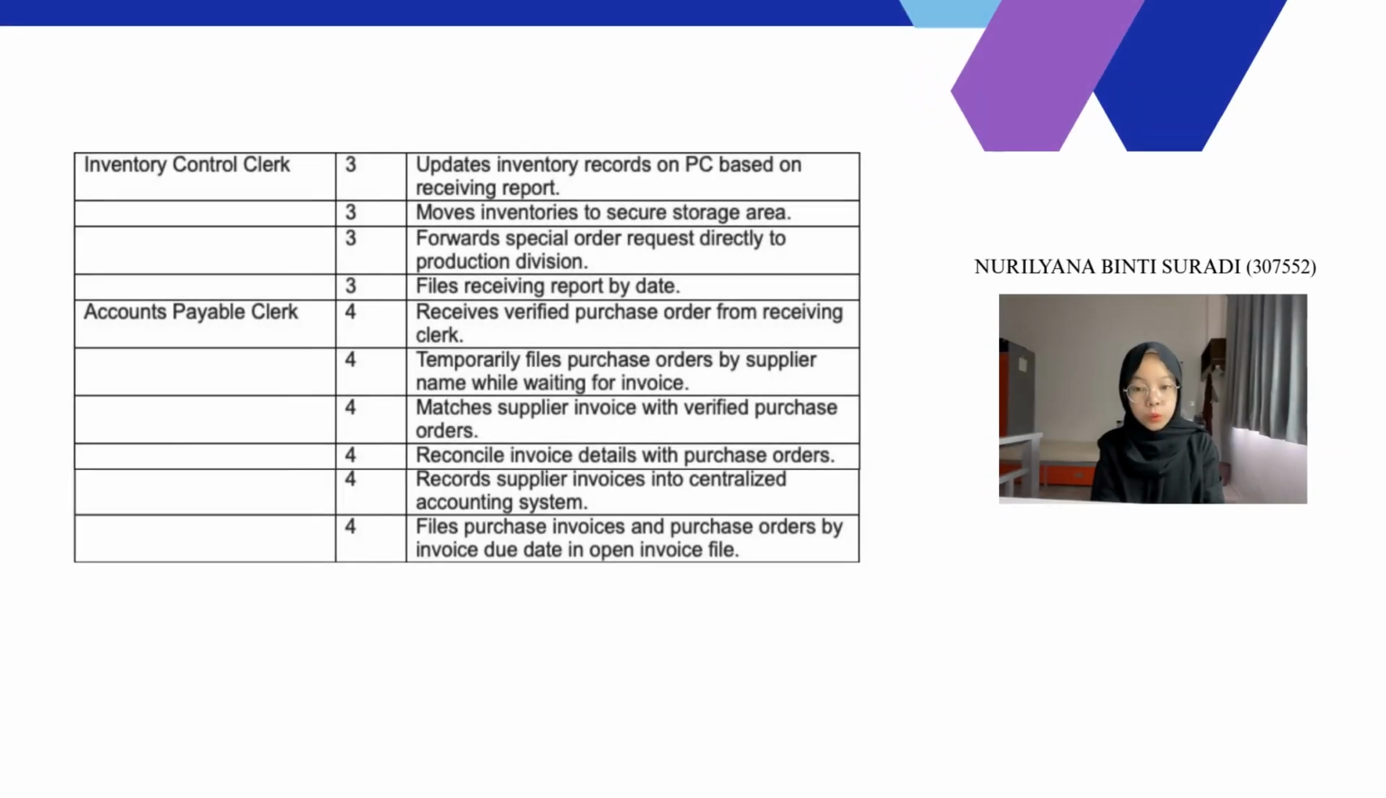In paragraph 3, we have the inventory control clerk, who updates inventory records on the PC based on the receiving report, moves inventories to the secure storage area, forwards special order requests directly to the production division, and lastly files the receiving report by date.